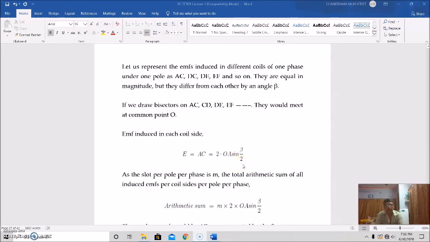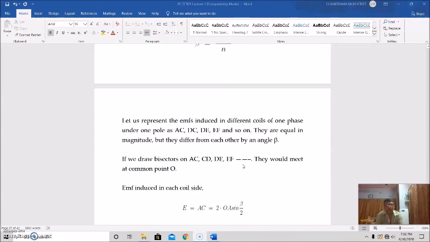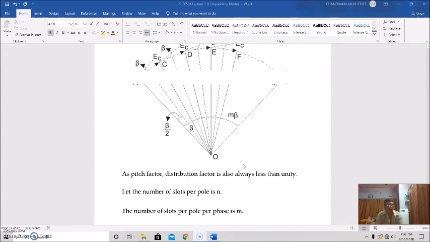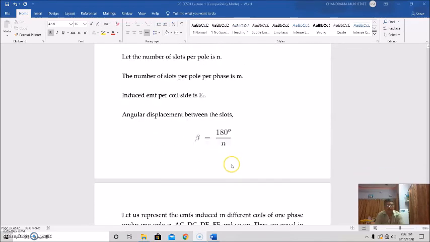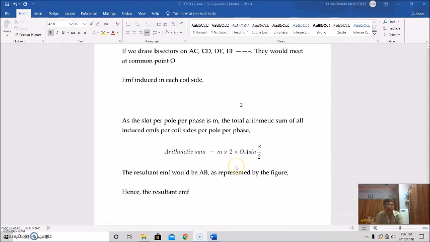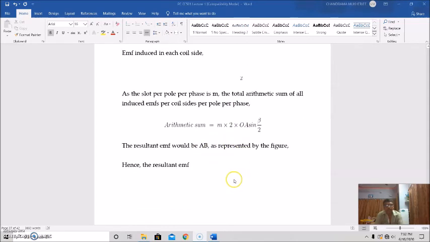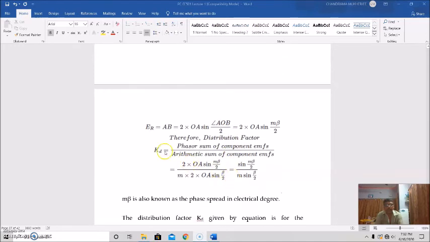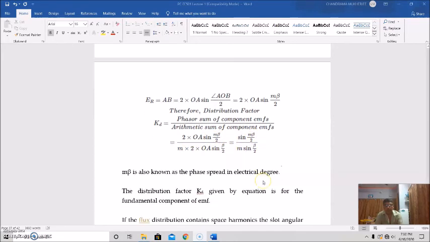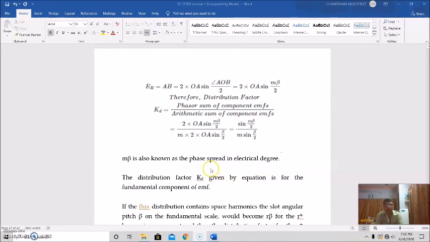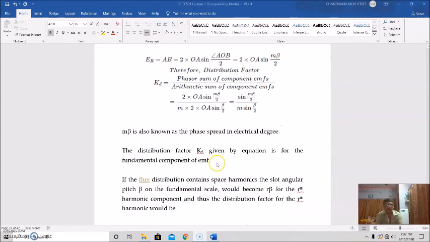The EMF induced in each coil side, E, equal to AC, equals 2 OA sine beta by 2, and the resultant EMF would be AB, which is represented in the figure, and the resultant EMF AB equals 2 OA sine m beta by 2. Therefore, the distribution factor will be the phasor sum of the component EMFs by the arithmetic sum. This is the phasor sum, this is the arithmetic sum, and it comes to sine m beta by 2 by m sine beta by 2. So m beta is also known as the phase spread in electrical degrees.